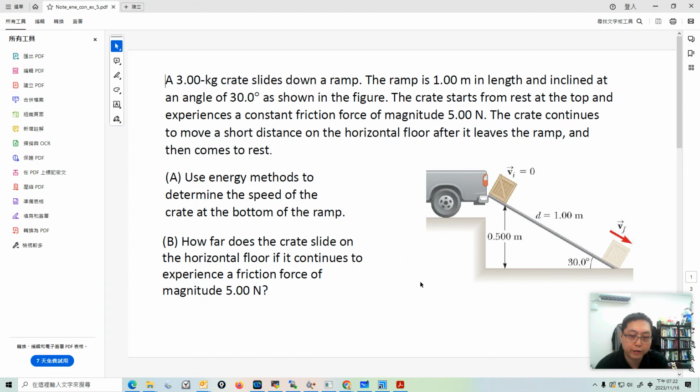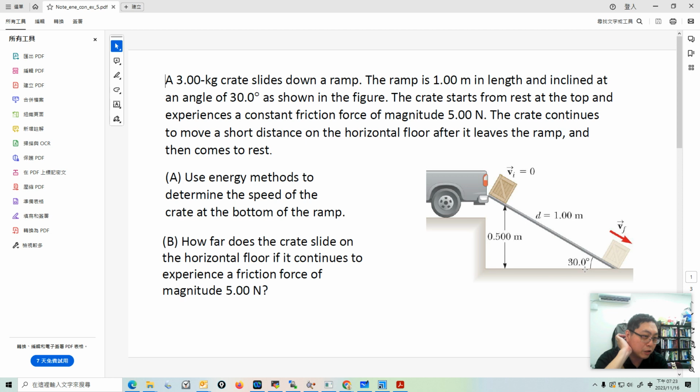Suppose you have a crate, which is 3 kilograms. You slide it down a ramp. Initially, the crate's velocity is 0. The distance along the ramp is, I think, 1.0 meter. Then you want to calculate the final velocity when the crate hits the ground, and you are given the geometry information.